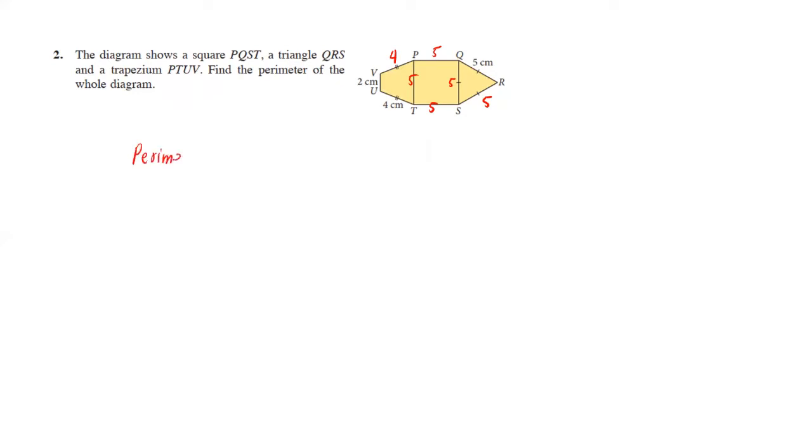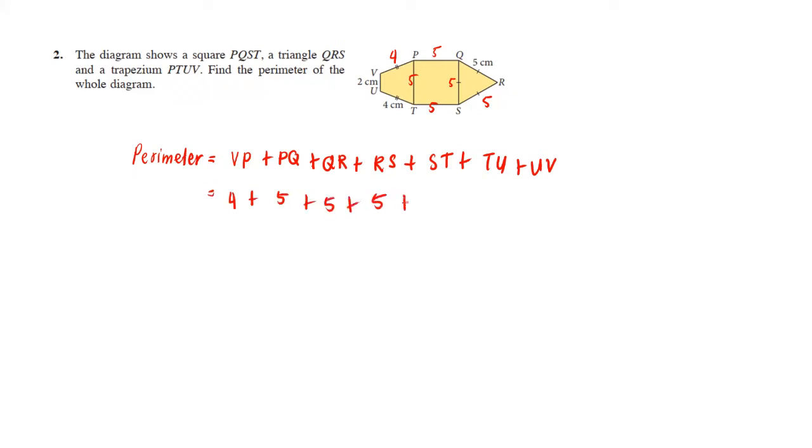So the perimeter equals BP plus PQ plus QR plus RS plus ST plus TU plus UV. So this will be 4 plus 5 plus 5 plus 5 plus 5 plus 4 and plus 2. So the perimeter will be 30 cm.